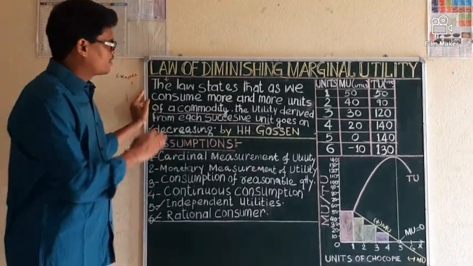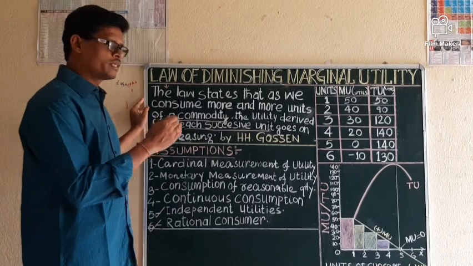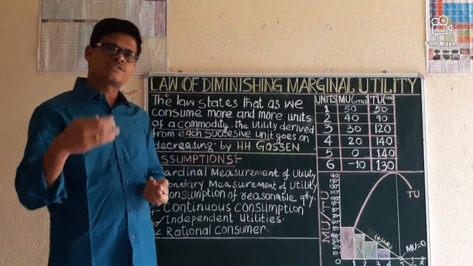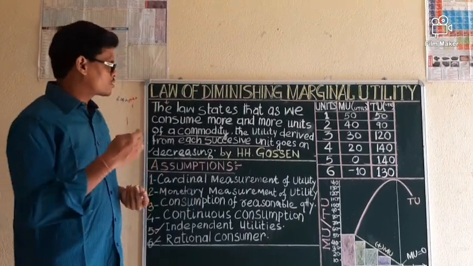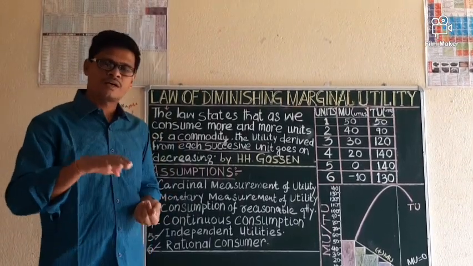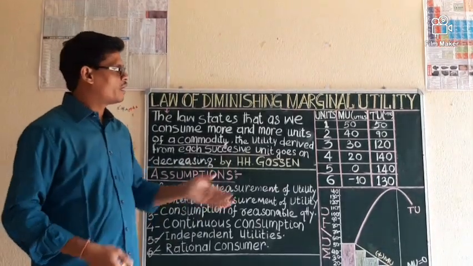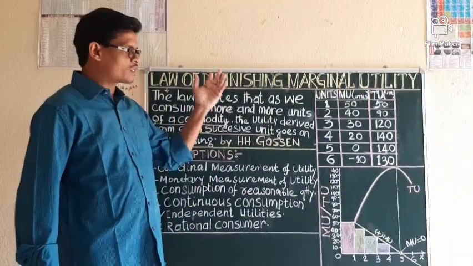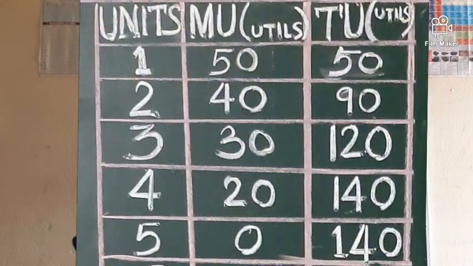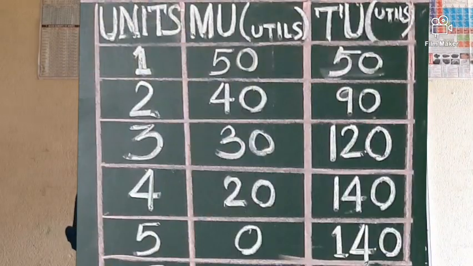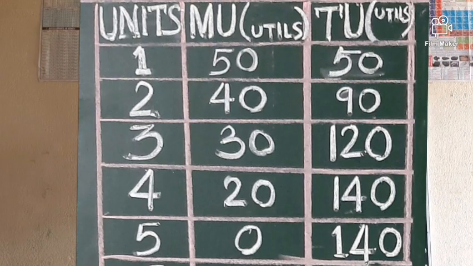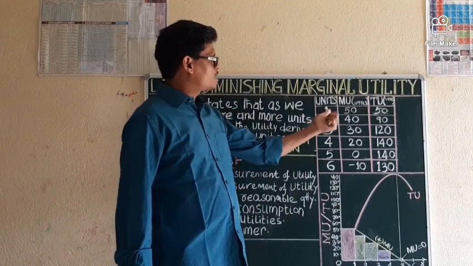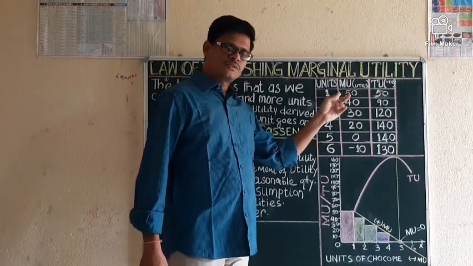Now we can explain this law of diminishing marginal utility, that when we consume more and more units of a commodity, the successive units give us lesser and lesser satisfaction, with the help of a table. As we have discussed earlier, when you return from your game, you start consuming your first unit of Lotto Choco Pie. When you consume your first unit of Lotto Choco Pie, you are receiving satisfaction equal to 50 utils.